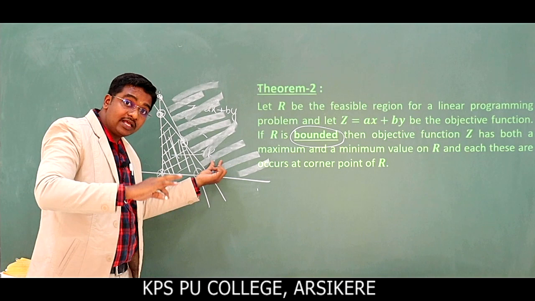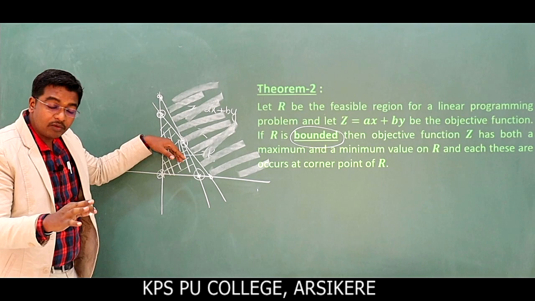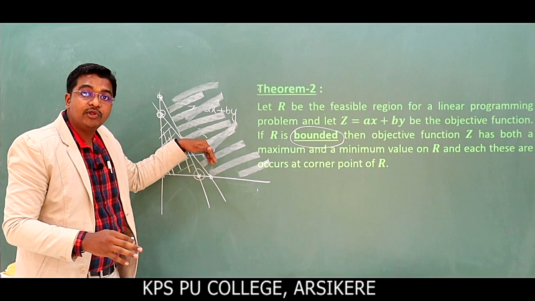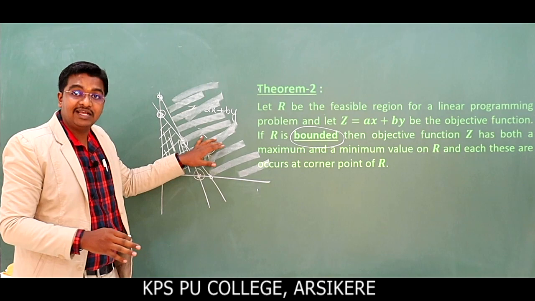When it is a bounded region, there is no problem. When it is unbounded, the optimal value may not exist. Suppose if it exists, it occurs at a corner point of the feasible region. Okay, we have the remark.